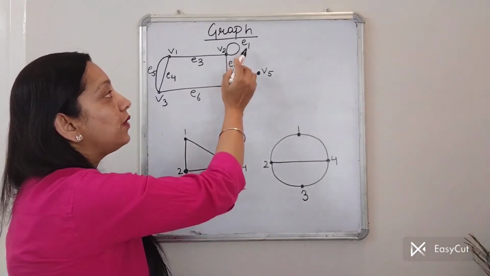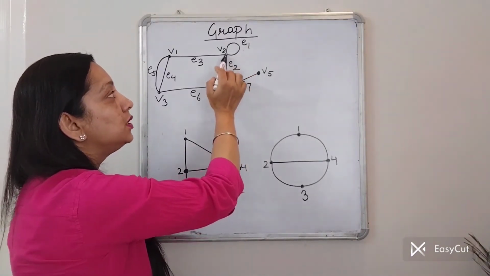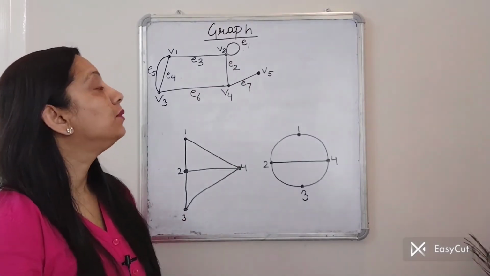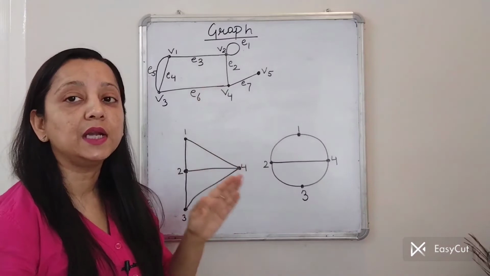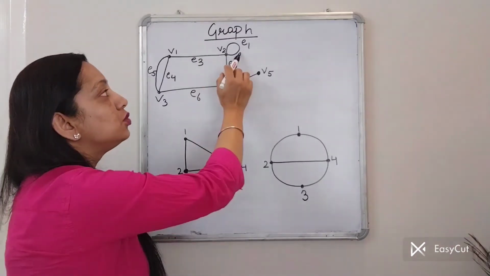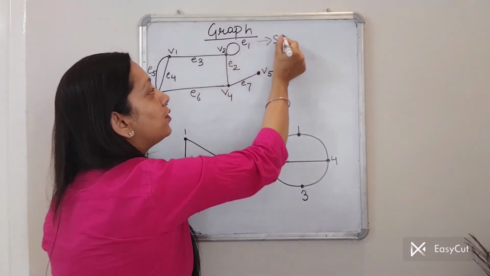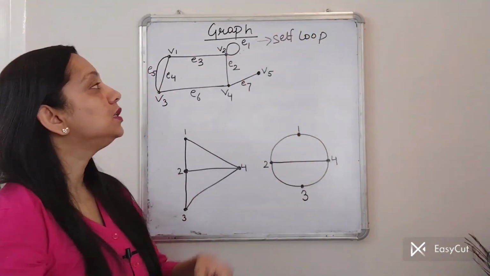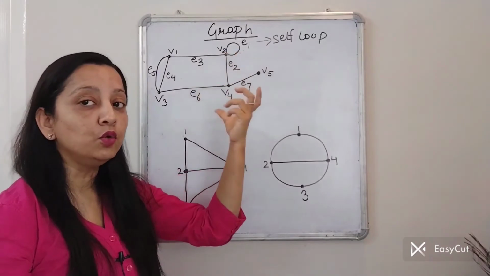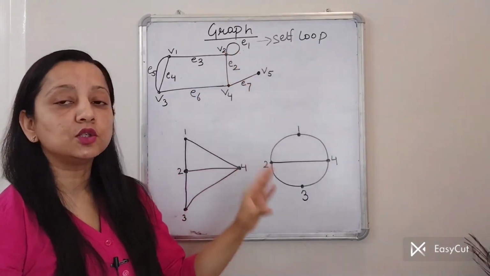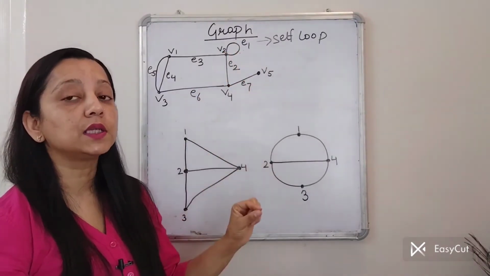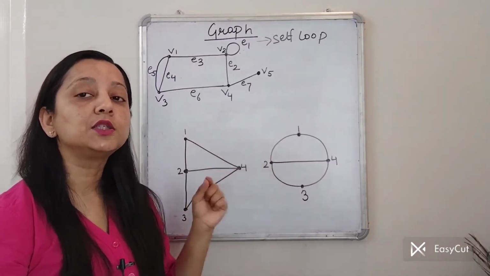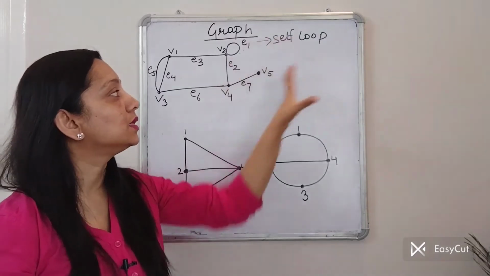Like here in case of edge E1, you can see it is associated only with a single vertex, which is vertex V2. That means it has V2 as both its endpoints. So such an edge is known as a self loop. Why? So here you can see also visually it appears like a loop. So such an edge which is associated with a single vertex, or such an edge which has a single vertex as both its endpoints, is known as a self loop.